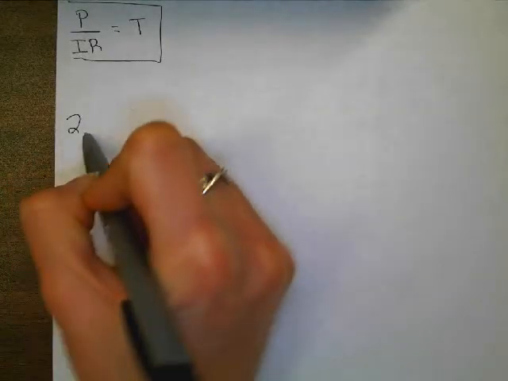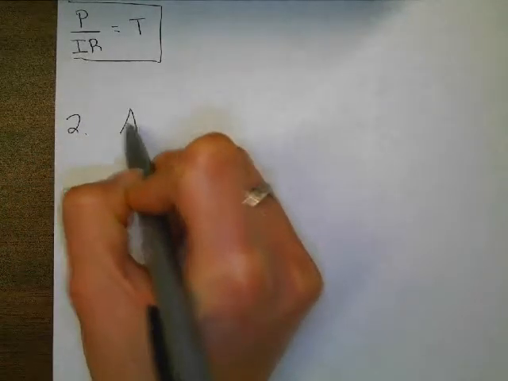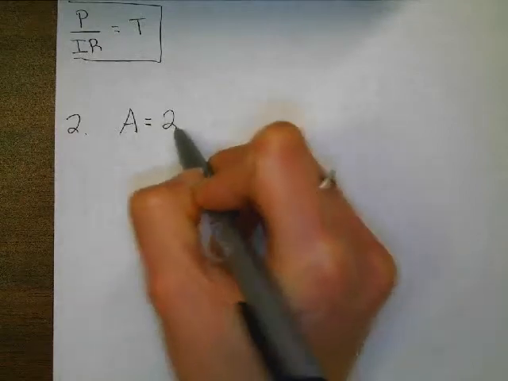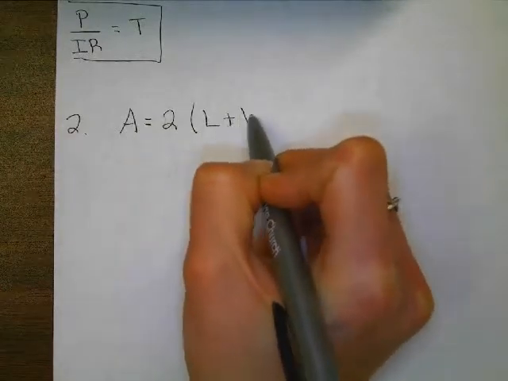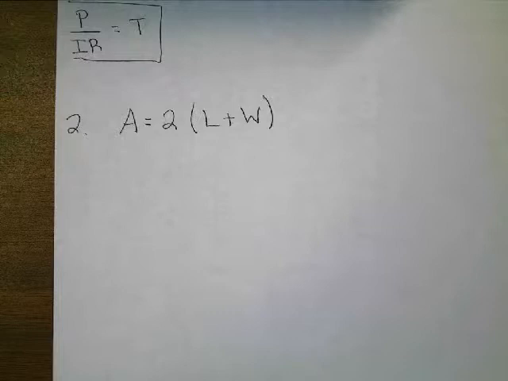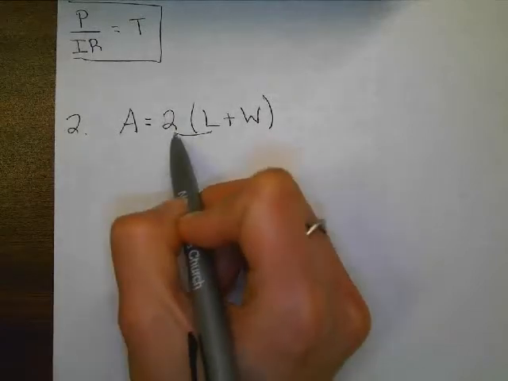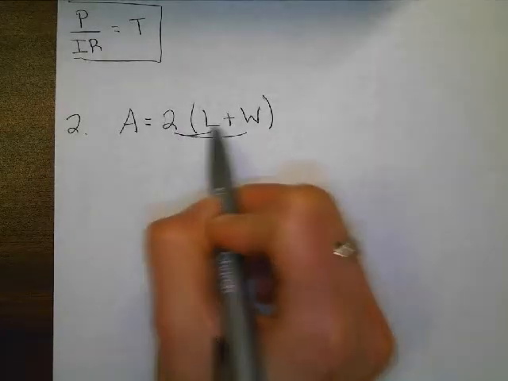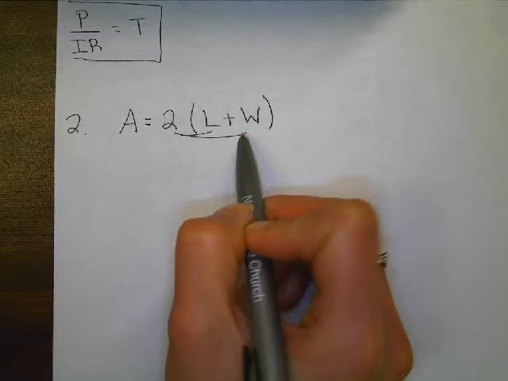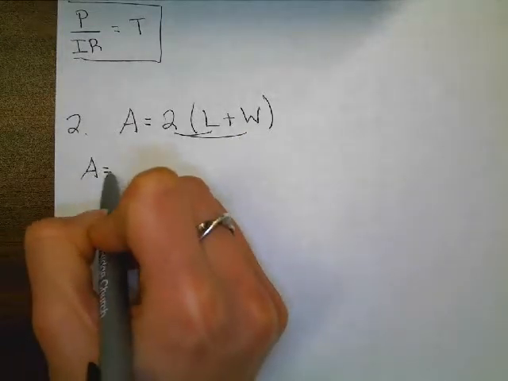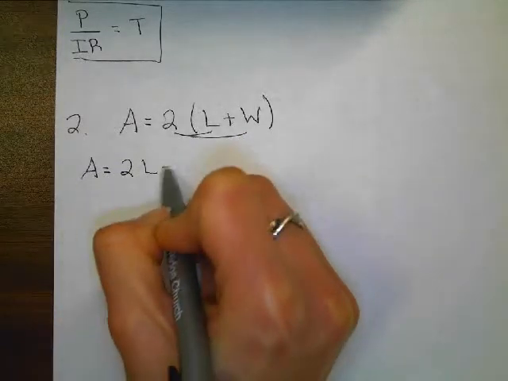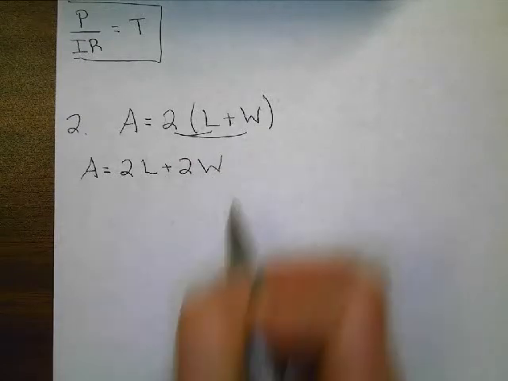If we do number 2, which was also an example we did in your notes, we have A equals 2 times L plus W. Now what I can do first here is I can distribute this 2, because I know I'm taking 2 times all of this in parentheses, so I'm going to distribute, so A equals 2L plus 2W.